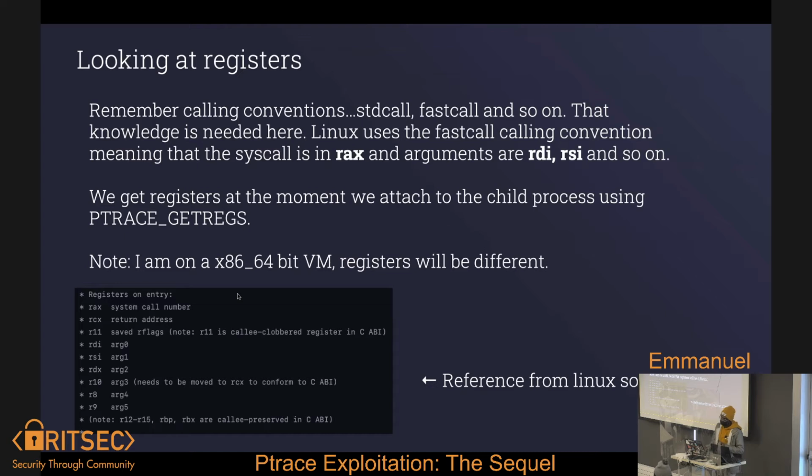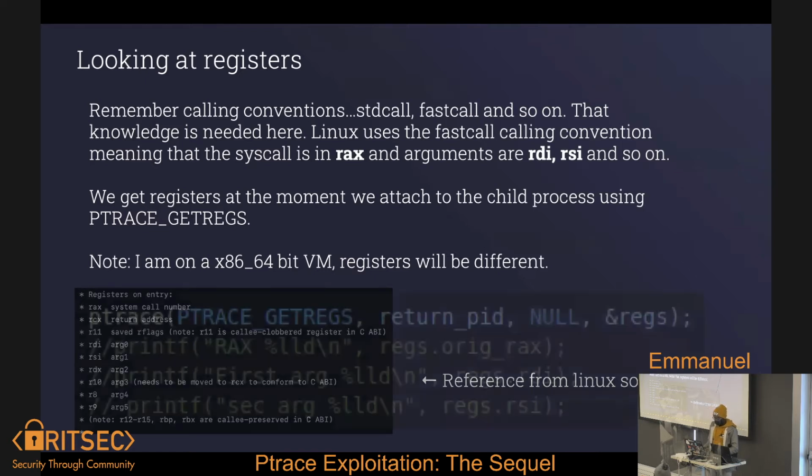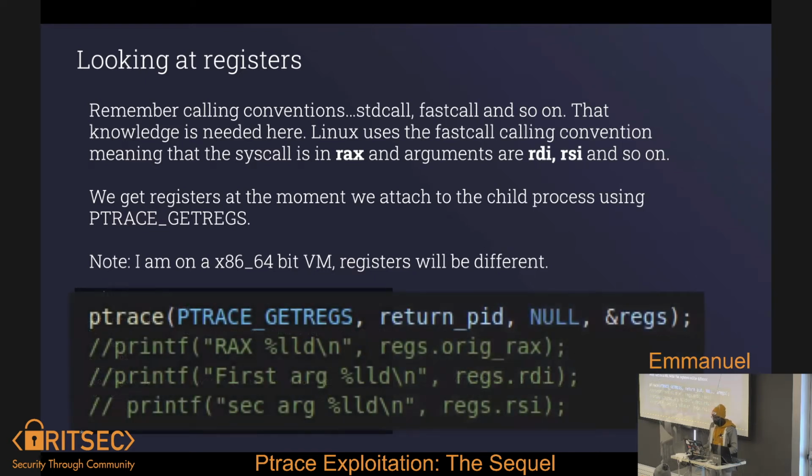The return address is the RCX. The arg0, so whatever the first part is, the command, would be stored in the RDI, and the rest of the arguments would be in RSI, RDX, and so on.